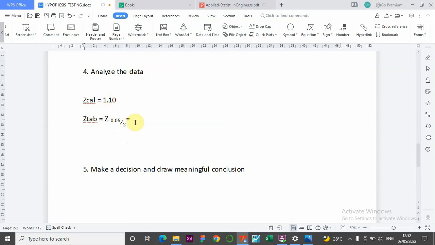So you divide the alpha by 2, so you have 0.025, then you subtract from 1. You need to subtract from 1 before we look at the value on the z table. 1 minus 0.025 gives us 0.975. So we are looking at this value on the normal distribution table.